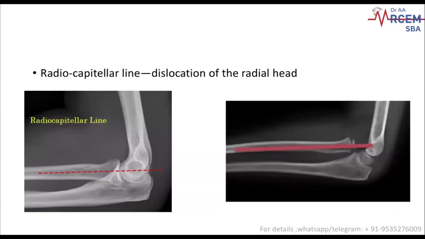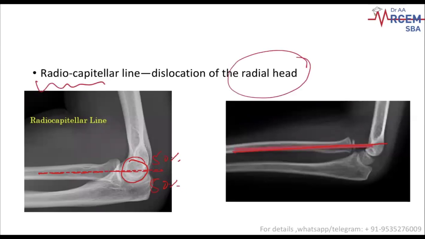Radiocapitular line, which we had learned in the adult also, now we are learning in the pediatric age group also, because in pediatric age group also you can see this. We are drawing a line from the middle of the shaft of the radius, and it should bisect the capitulum, 50 by 50. So 50% above and 50% below it should be. If it is not, then you are suspecting a radial head dislocation.